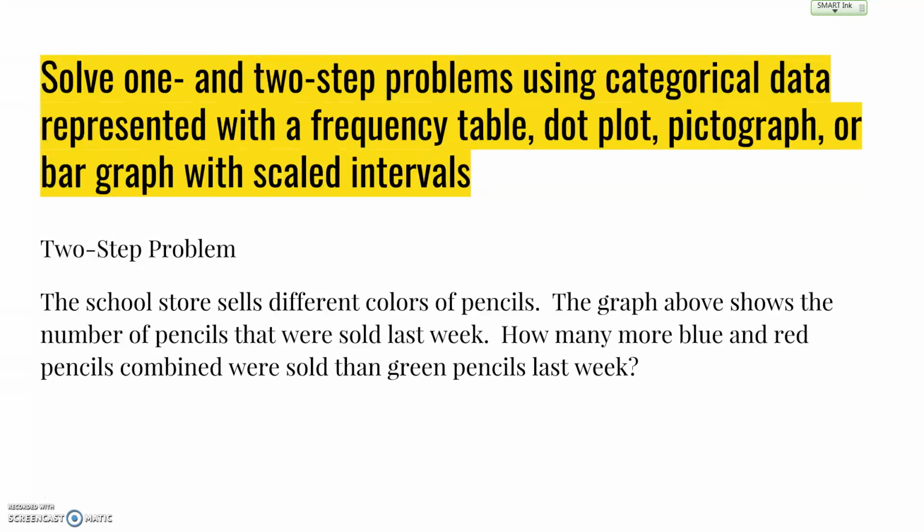And we say that this is a 2-step problem because they have to perform 2 calculations to arrive at the final answer. They would have to combine the number of blue and red pencils with addition. And after they get that total, then they would compare it with how many green pencils were sold and do some subtraction to find the difference between those numbers.